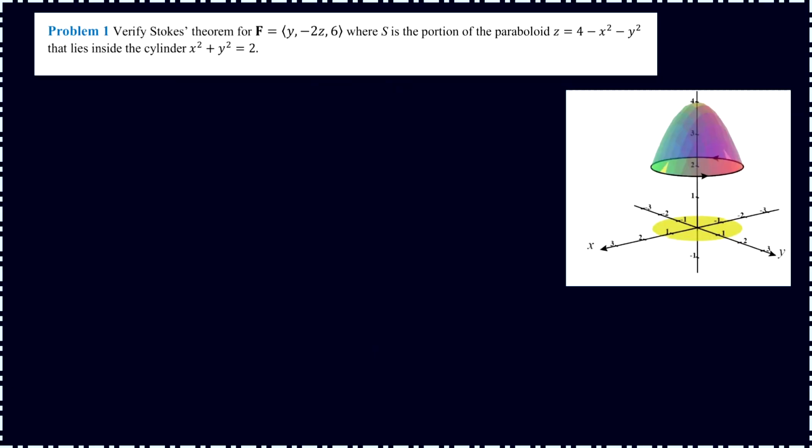Thus, to get this problem, problem 1, verify Stokes theorem. We have a vector field where S is the portion of the paraboloid z equals 4 minus x squared minus y squared. It's a paraboloid shifted up by 4, and it's opening downward because of the negative coefficients. That lies inside the cylinder x squared plus y squared equal to 2.